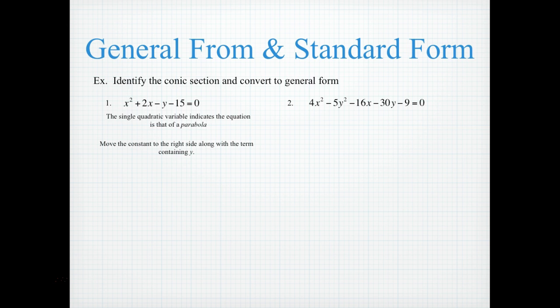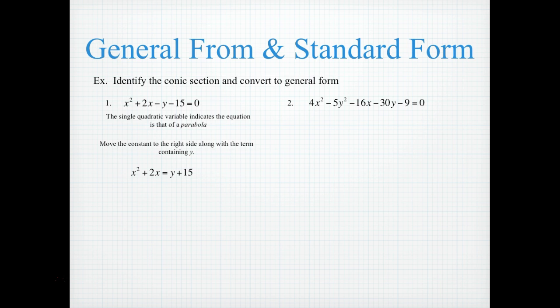I'm going to move the constant to the right side of the equation along with the term that contains y. I want to group my quadratic variable with its corresponding linear variable. So I want x² and 2x together, but the y and the 15 I'm going to move to the other side. I have to do that algebraically, so I'm going to add y and add 15 to both sides, which produces a new equivalent equation.